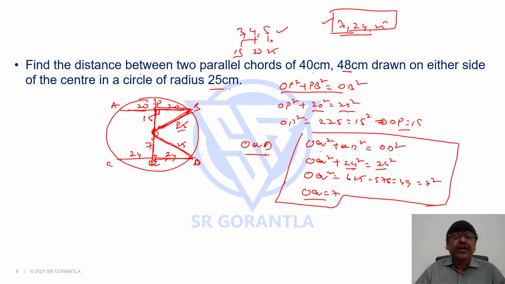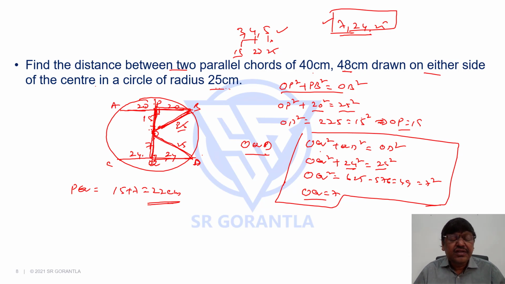Anyhow, now we need the distance between the two parallel chords, which means we need this PQ. Now you know OP is 15 and OQ is 7, so the distance between the two parallel chords, that is PQ, is 15 plus 7, which is 22 centimeters. This is our answer.